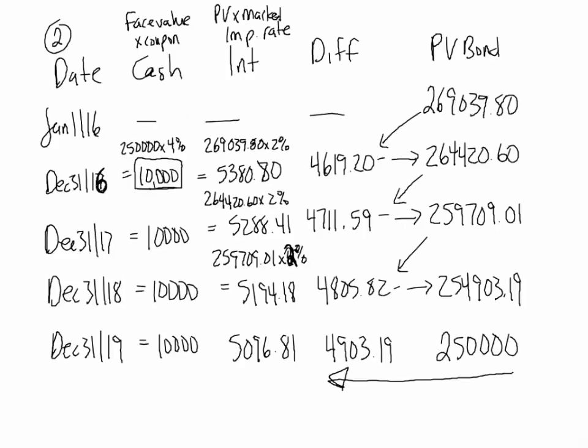At December 31st, 2016, what would it look like? So let's go back as if we didn't do everything that we did, because I should have done this beforehand. So here we are, right here, right now. What would it look like on the statement of financial position? Well, at this time, our bond would only be worth $264,420.60. So what would we see on the statement of financial position?